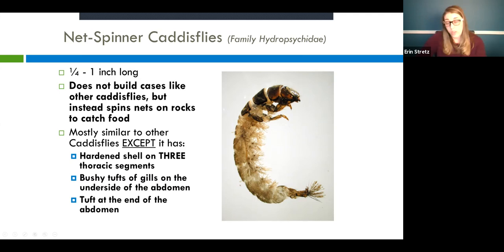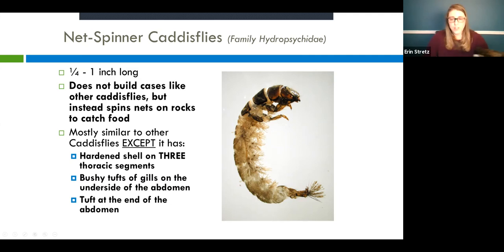It will look sort of fluffy on the bottom, whereas the other types of caddisflies won't have those gills on the underside of the body. So you kind of flip it over, look for those gills, look for those 3 plates, and that will help you to make your identification.